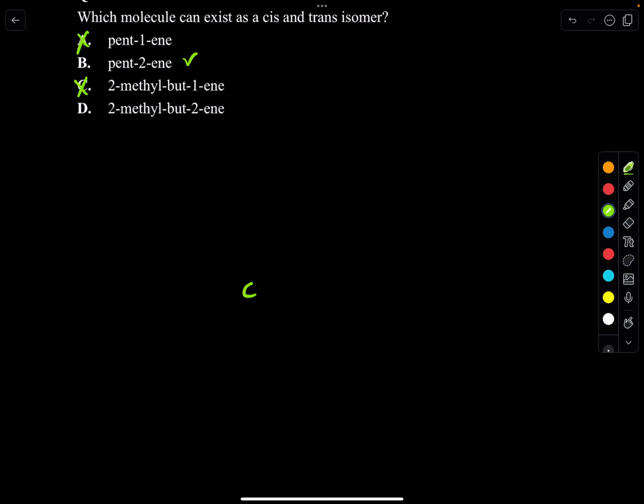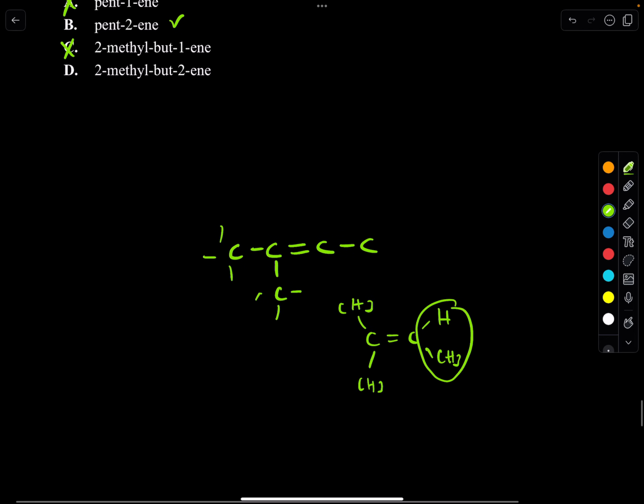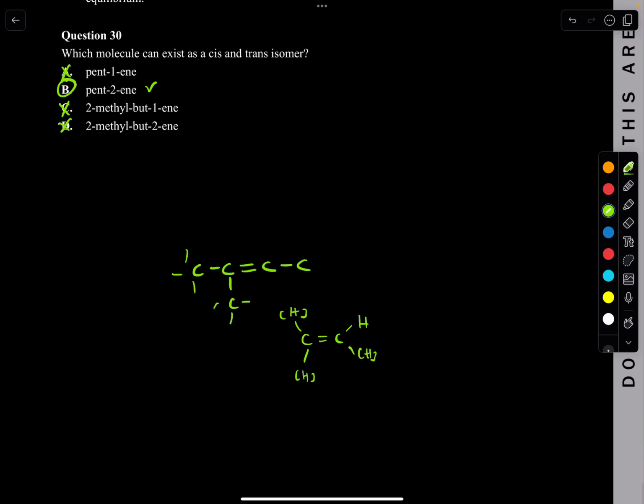Last one, butane. So 1, 2, 3, yeah, that's that. 1, 2, methyl. Looks like that. So it'll look like CH3, H, CH3, CH3. Now look, different side groups on this carbon, but the same side groups on this carbon, won't work. So the only possible answer would be B.